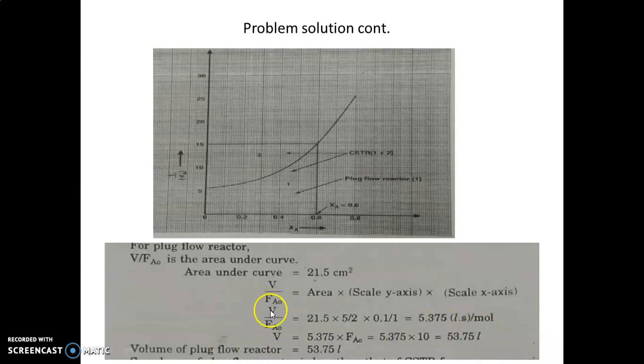Then we obtain this value, and this is the value of V upon FA0. Then to calculate V, we have to multiply by FA0, which is given in the problem as 10. So here we get the volume 53.75 liter for this conversion.